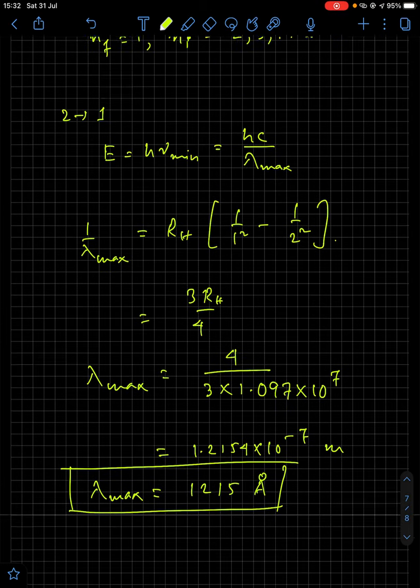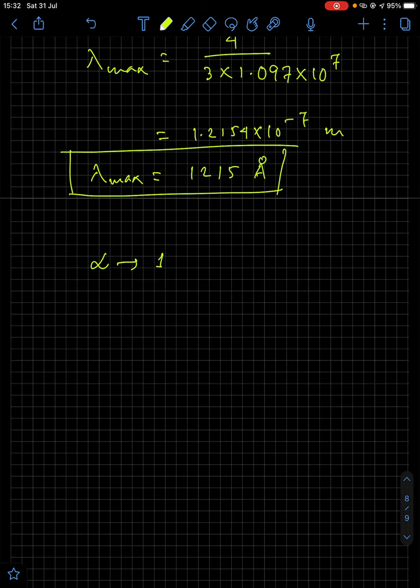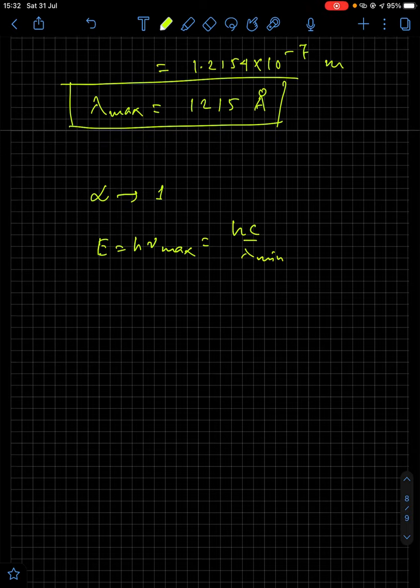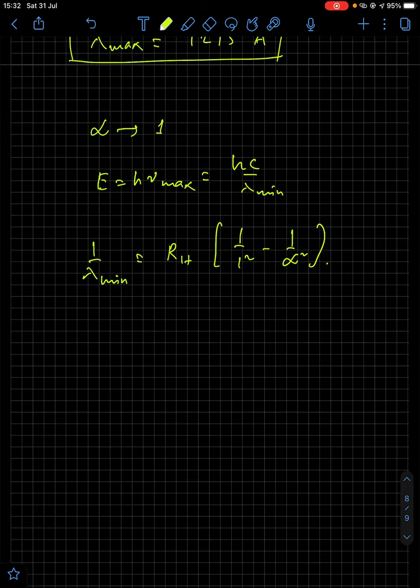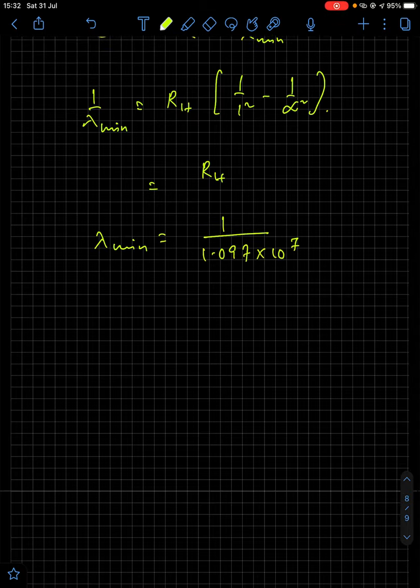Now this was for 2 to 1, right. When the transition happens from infinity to 1, the photon which will be released will have maximum energy. In that case, E will be equal to h nu maximum. Now h nu maximum is hc by lambda minimum. So 1 by lambda minimum will be equal to RH 1 by 1 square minus 1 by infinity square. So you have RH only here, and lambda minimum is equal to 1 by RH, which is 1 by 1.097 into 10 to the power 7.